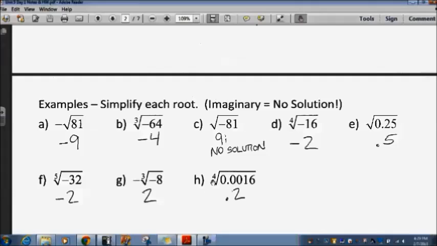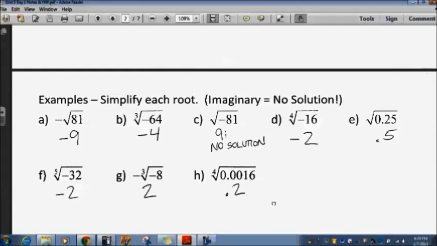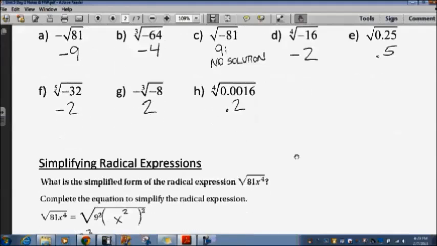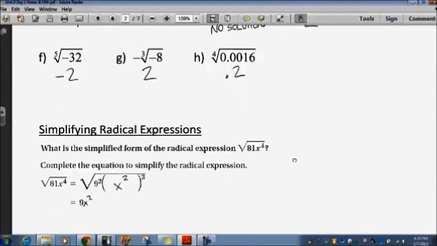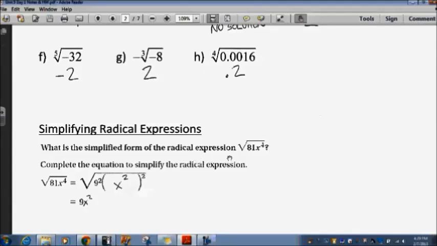Then for H, we have the fourth root of 0.0016. Punch that into your calculator, you'll get 0.2. Very simple. Let us proceed forth. Okay, simplifying radical expressions. So they want us to simplify the square root of 81x to the fourth.